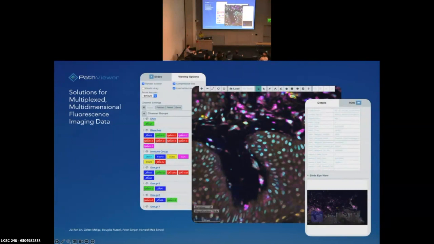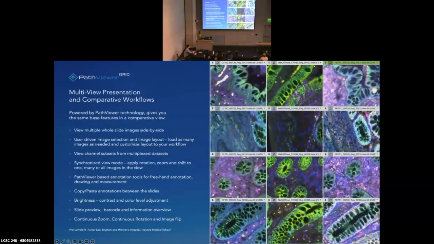And that brings me to another interface, which is called PathViewer Grid, where you can compare multiple images side by side. Now, PathViewer Grid is actually multiple mini PathViewers in one. And so all the features that I described previously in terms of viewing your images, zooming in and out, annotating your images, are possible here. But now you have multiple images in view. You can synchronize across those views, zoom in and out, but also annotate them at the same time.